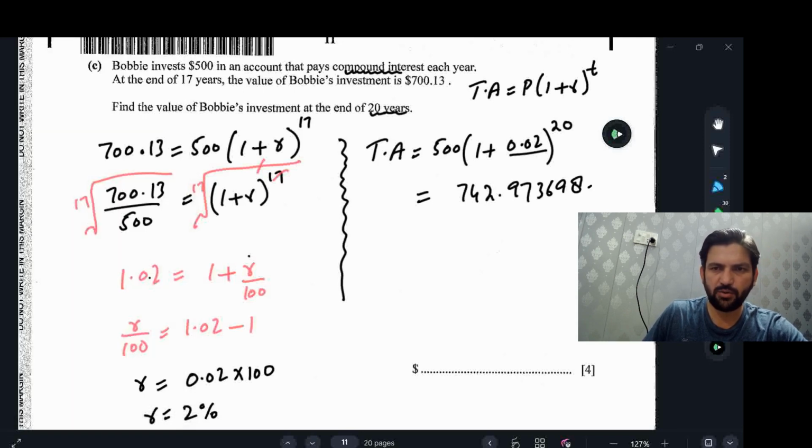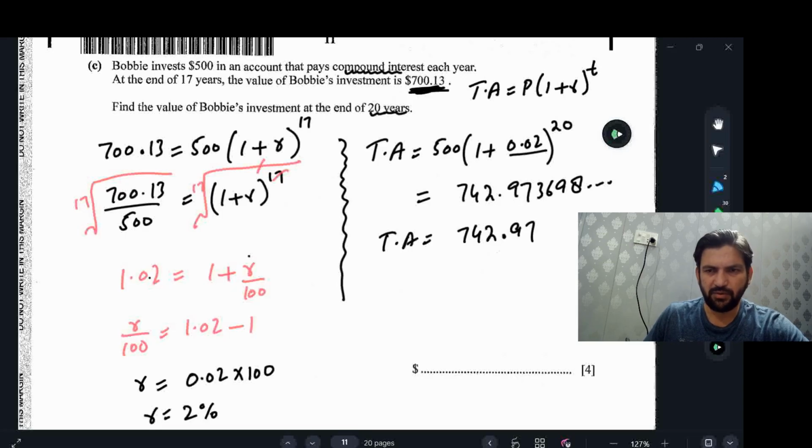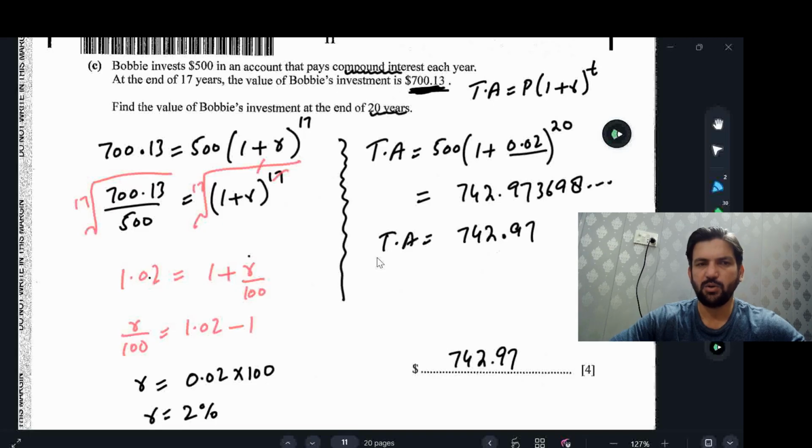Now we have to write it into 3 significant forms. So this will be equal to 742. I will prefer to use correct to 2 decimal places because they give us the value up to 2 decimal places. So I will write the answer for this should be 742.97. I will take the hint from the question that after 17 years he got 700.13. So I will use the same method to represent my answer.